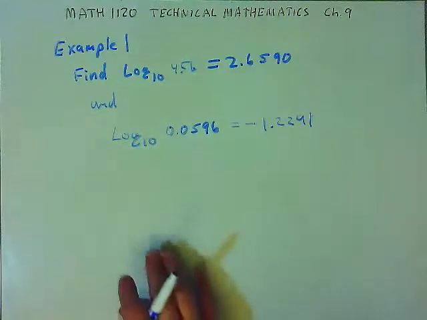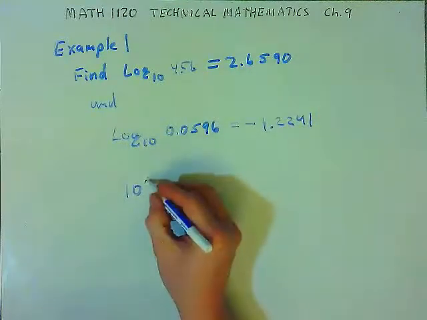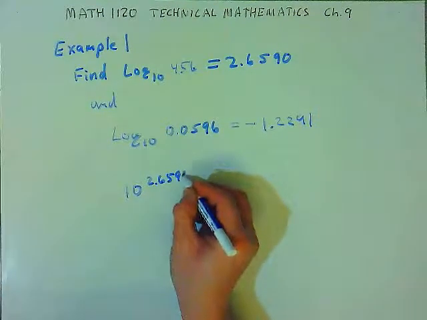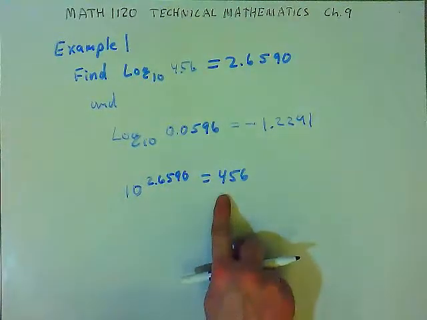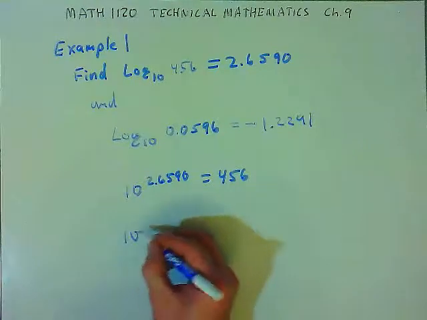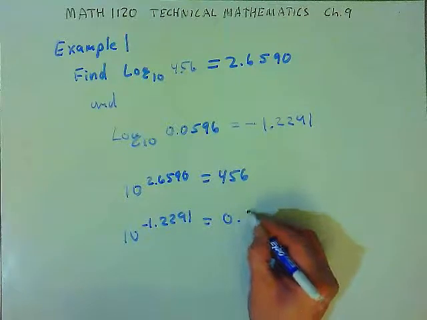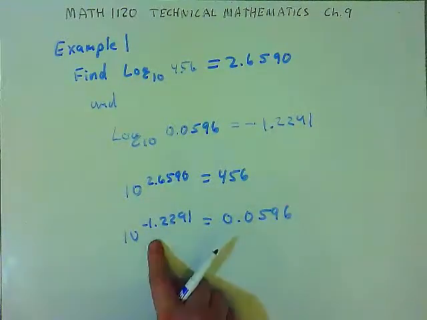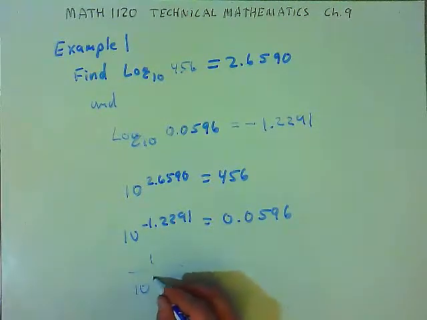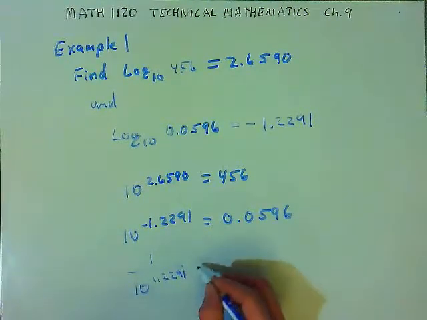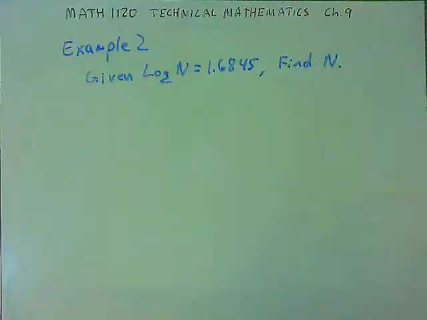Now I can rewrite these in exponential form. This says that 10 to the 2.6590 power is equal to 456. That's this logarithm rewritten in exponential form. And this one says that 10 to the negative 1.2291 power is equal to 0.0596. Again, when the exponent is negative, this means 1 divided by 10 to the positive 1.2291 power, and that's the exact same thing, 0.0596.